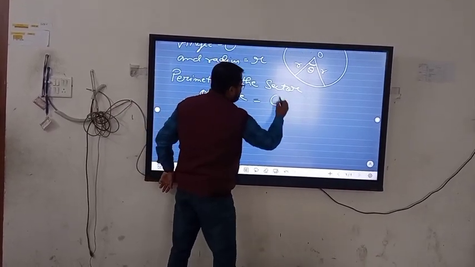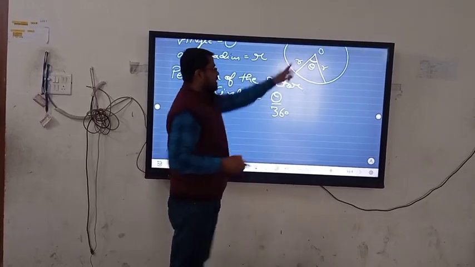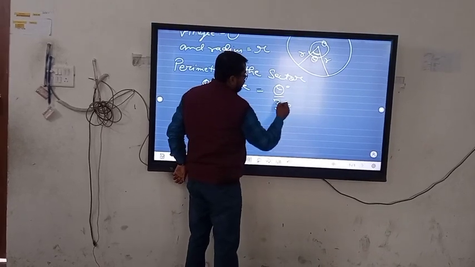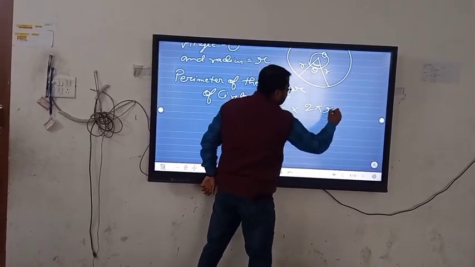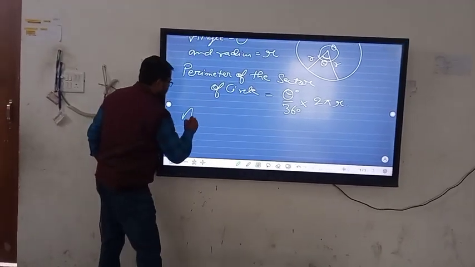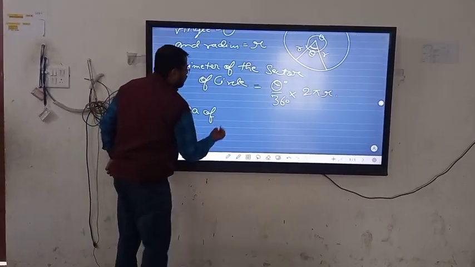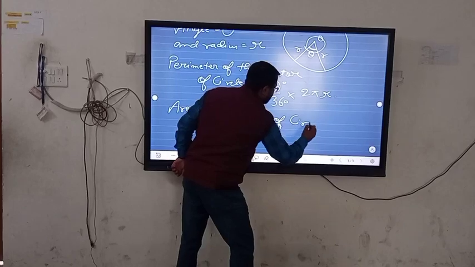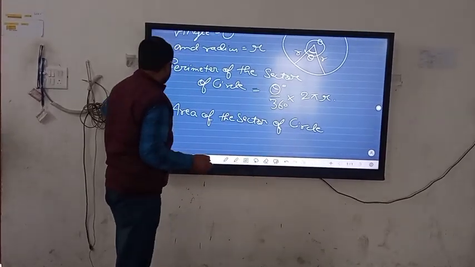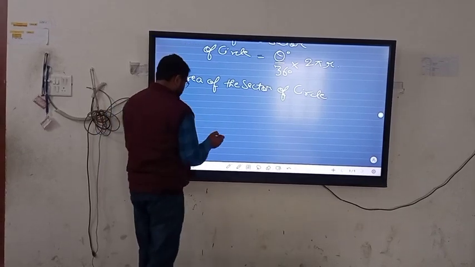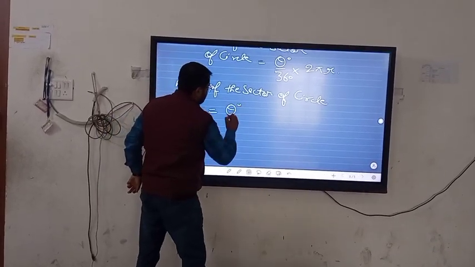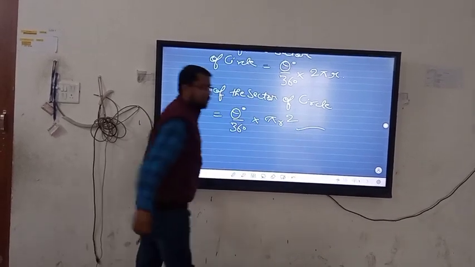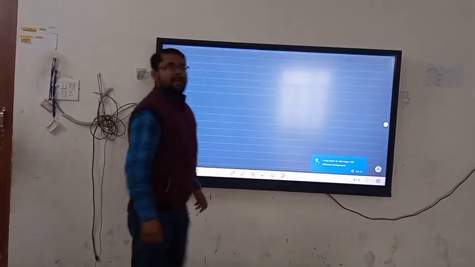So this is the theta upon 360 degree. Our circle is the total 360 degree. This is the 360 degree whole. So theta upon 360 degree into 2 pi r. Okay. After that, area of the sector of circle is equals to theta upon 360 degree into pi r square. Okay. After that, come to the next figure.